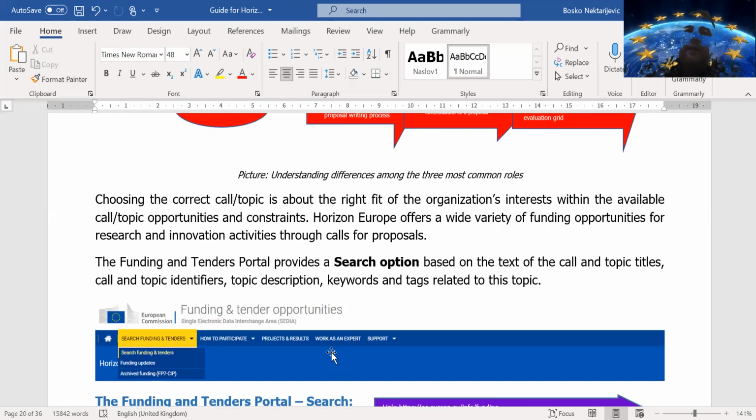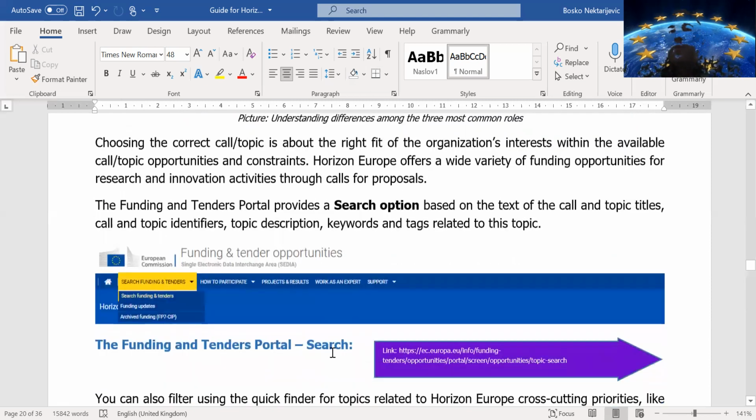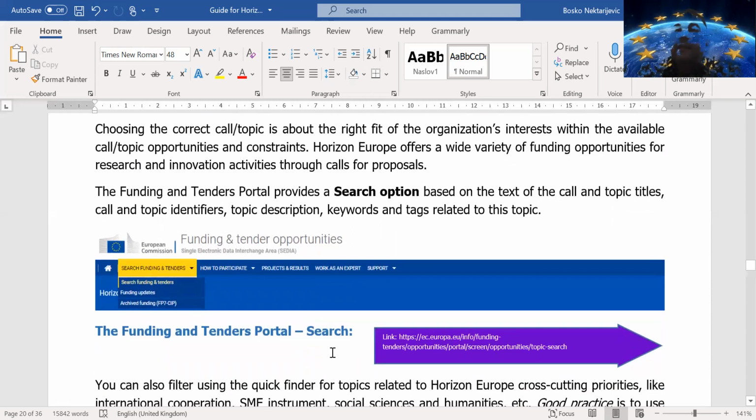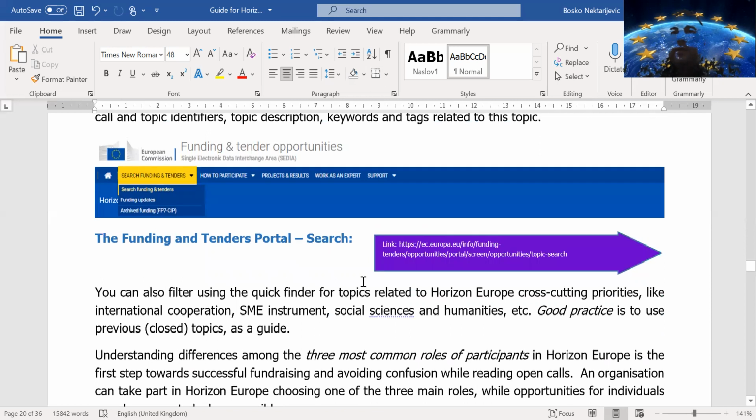Now, the Funding and Tenders Portal has a search option, and you can search open and forthcoming calls, of course, based on the call and topic titles and topic identifiers, descriptions, keywords, and so on. The link, of course, is provided here, but it's easy for you to just Google it.